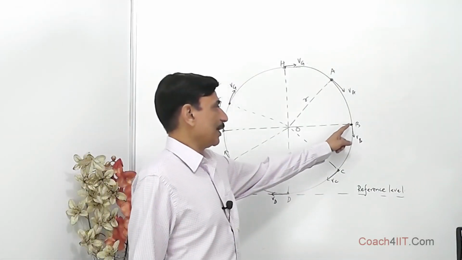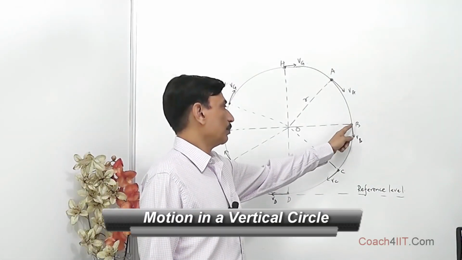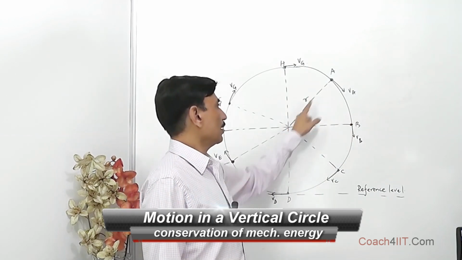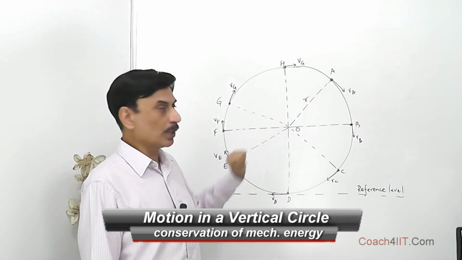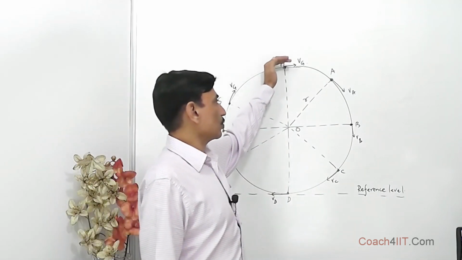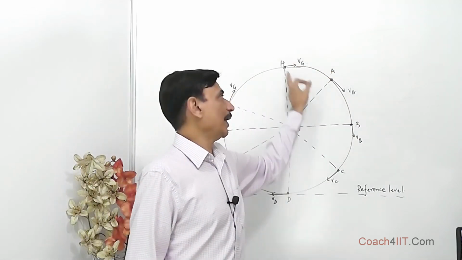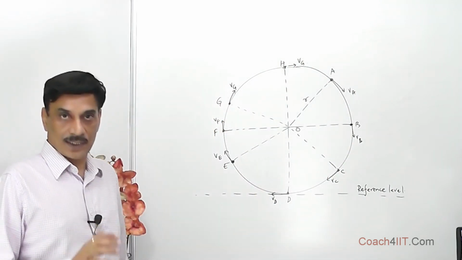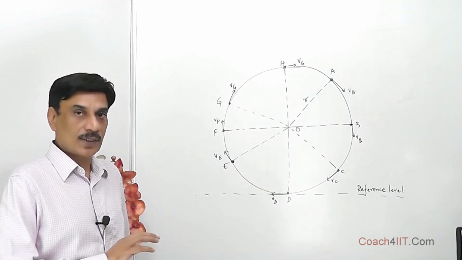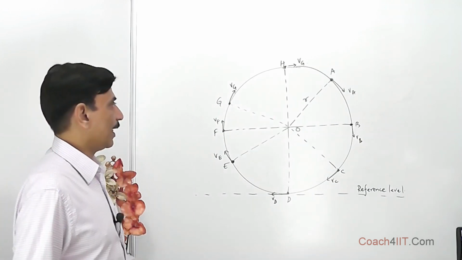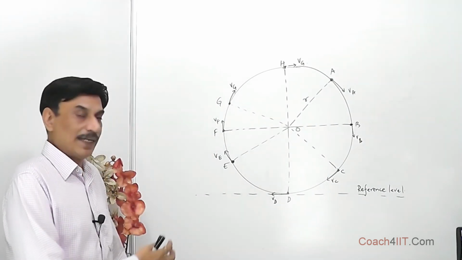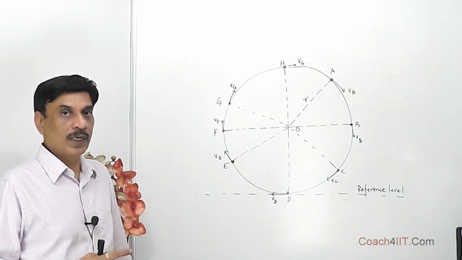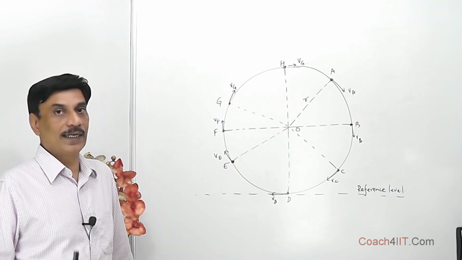A body of mass m, or a stone of mass m, is tied to a string, and the length of the string is r. It is fixed over here, and let's say some velocity has been given to this stone. As a result, this moves in a vertical circle. We are taking air resistance equal to 0, and there is no other dissipative force, so that energy is neither supplied to the system nor taken away from the system. It is moving with a constant mechanical energy.